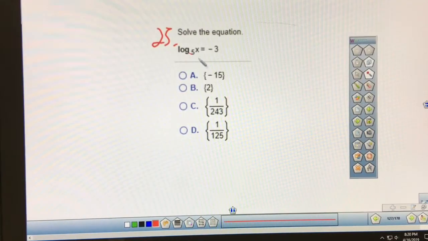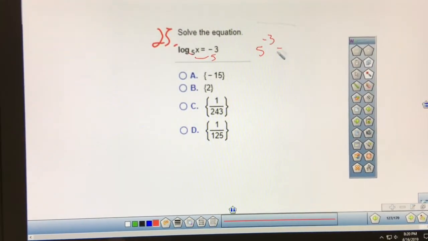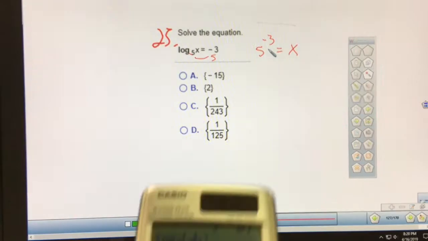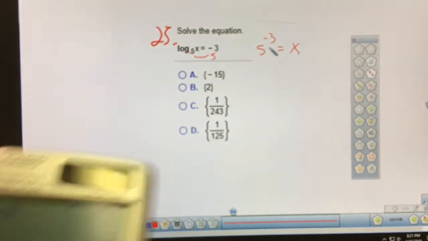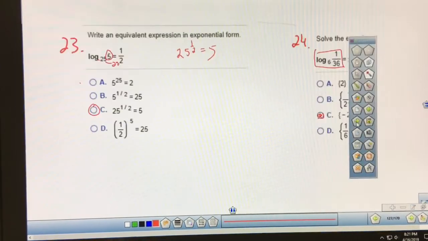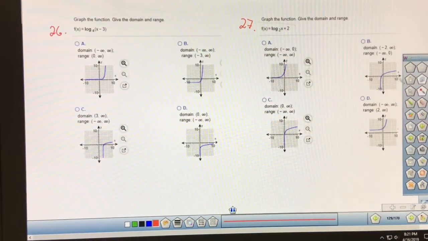Choice C. The log leg is going to kick that 5 over and push them up. So 5 to the -3 is going to equal the x. So I need to type that into my normal exponential 5, x box to the -3. And that's going to give me 1 over 125. That's choice D.